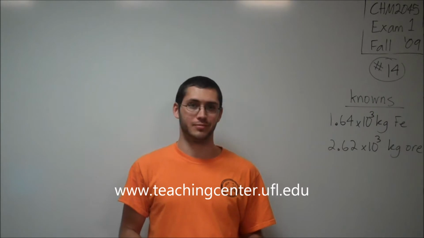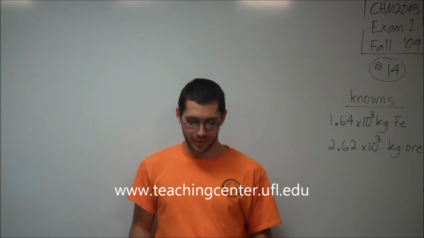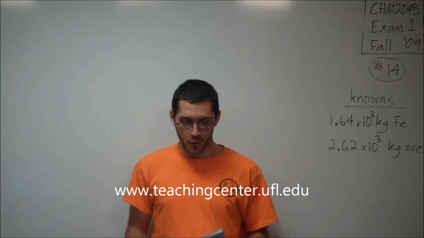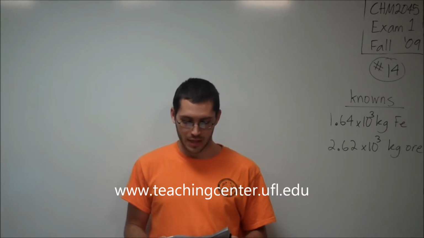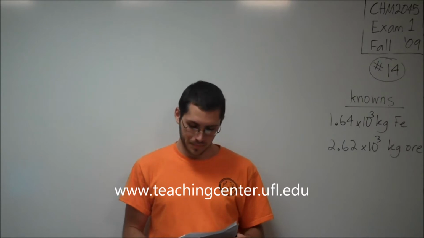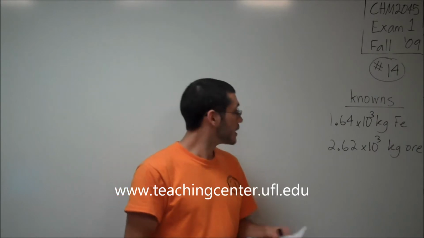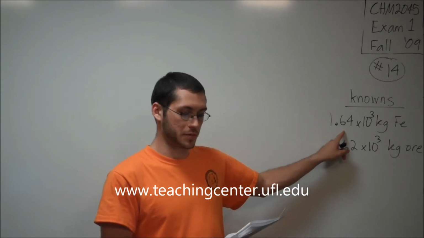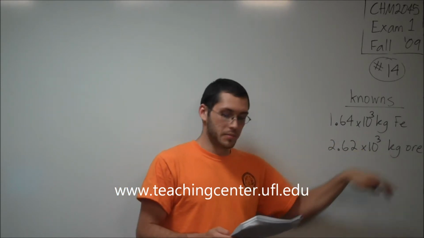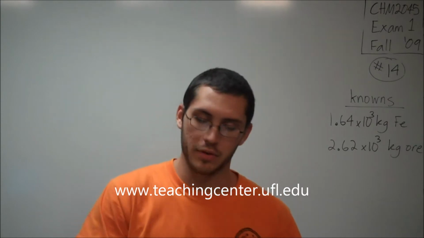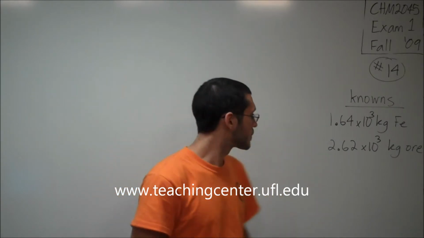Welcome. You're watching number 14 to Chem 2045, Fall 2009 Exam 1. It says that when iron ore containing the mineral hematite is allowed to react with carbon monoxide in a blast furnace, cast iron and carbon dioxide are produced. What is the percent of Fe2O3 in the iron ore if 1.64 times 10 to the third kilograms of Fe are obtained from a 2.62 times 10 to the third kilogram iron ore? And assume that you have enough carbon monoxide in order to react all the hematite out of the ore.